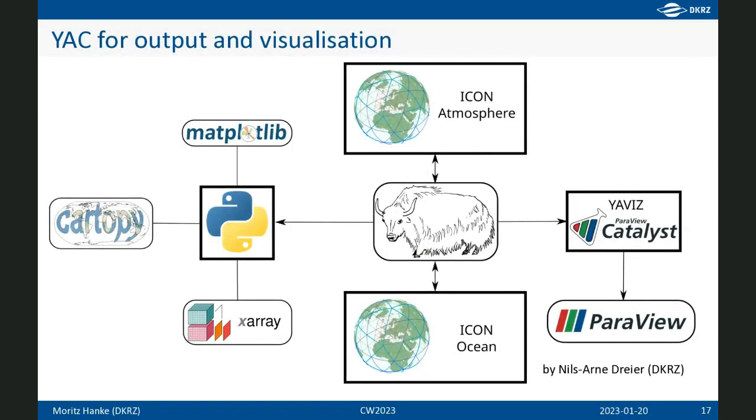As mentioned before, we have a new colleague at DKRZ that is working on visualization. He wrote a tool called Yavis that interfaces with YAC and receives data from the ICON atmosphere, ocean, or whatever other model is coupled using YAC. And using the Catalyst library, it can provide the data that it received from the component models to ParaView, which then can generate visualizations at runtime without the need for writing out data to disk and then reading it in again for the visualization.